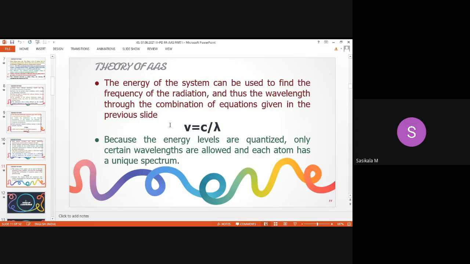So frequency is directly proportional to energy. When frequency is increasing, energy will be increasing. That's what is given in Planck's constant, whereas E = mc² is given by Einstein's equation. So C is velocity, and energy is directly proportional to velocity, as Einstein said. Combining those two equations, frequency is directly proportional to velocity, and inversely proportional to wavelength. When wavelength is increased, frequency will be decreased.